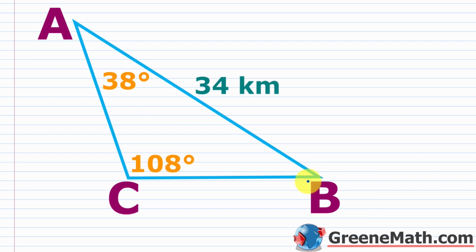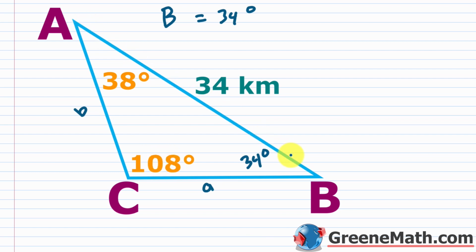So let's go 180 degrees minus 108 degrees, which is 72 degrees. Then I'll subtract away 38 degrees, and that'll give me 34 degrees. So let's put the measure of angle B is going to be 34 degrees. Okay, so the length of this side right here, which is opposite of my angle B, we'll call this lowercase b, and the length of this side right here, which is opposite of my angle A, we'll call this lowercase a.